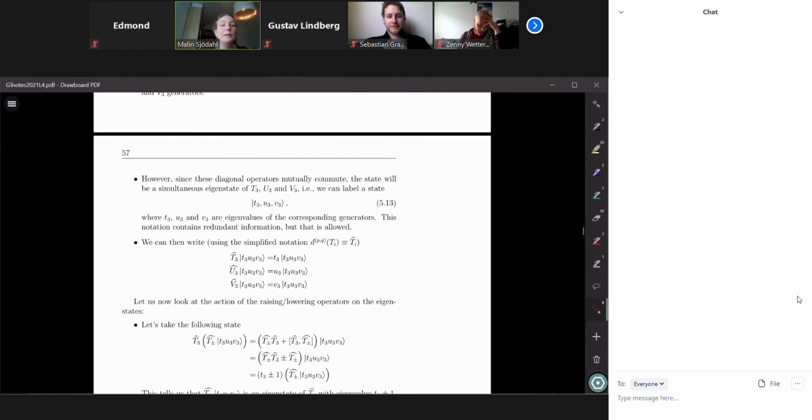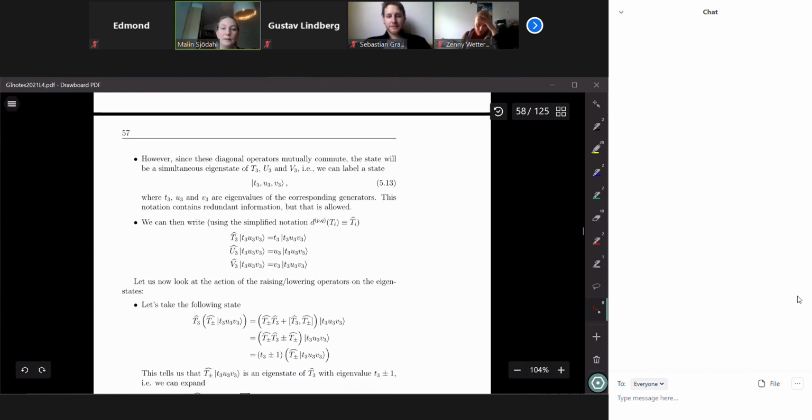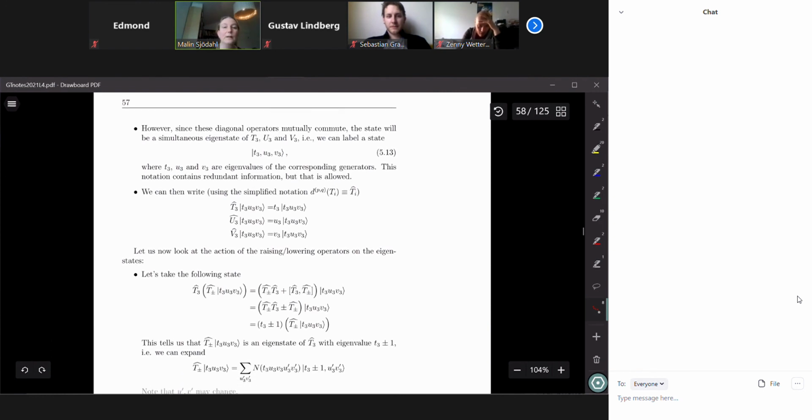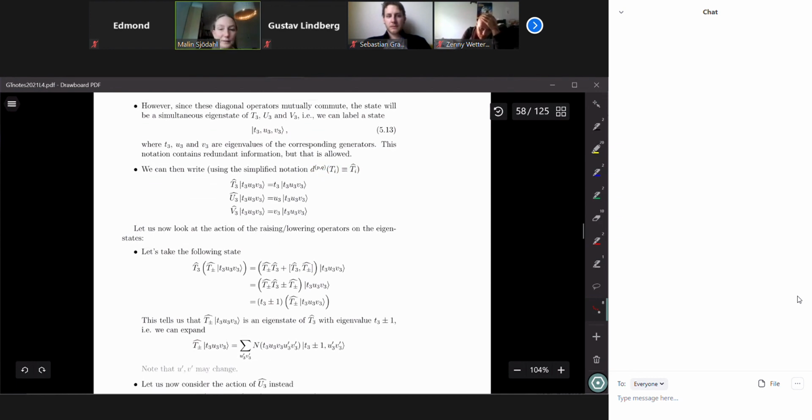Okay, so we will label our states T3, U3, and V3. We can then write that T3 acting on the states gives us the eigenvalue T3, U3 acting on the state gives us the eigenvalue U3, and V3 acting on the state gives us the eigenvalue V3. And here there are hats over the operators to denote that they are in some particular representation. So rather than writing out this clumsy notation, we are using just a hat.